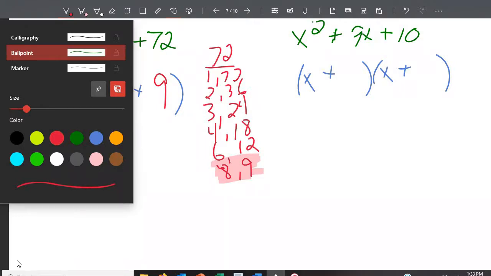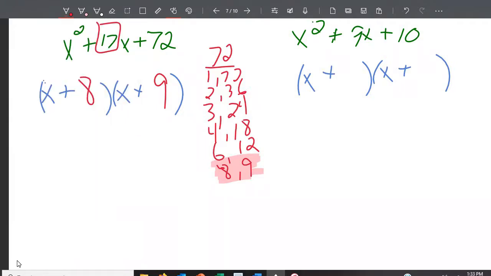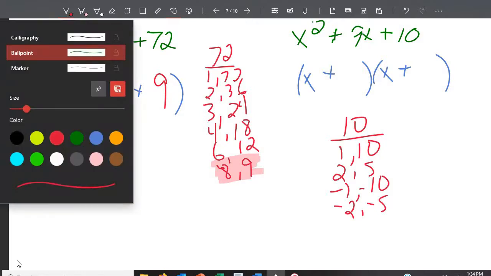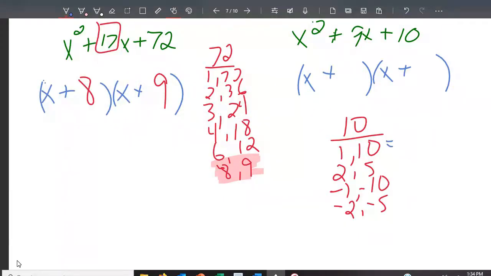Now, let's take number 9. Let's take this one with the 10 at the end. Now, I want to show you, there's only two factors of 10. 1 and 10, 2 and 5, negative 1 and negative 10, negative 2 and negative 5. I'm looking for the pair that adds up to be 9. Well, if I go through here and add these, they don't equal negative 9. Well, what in the world? They don't equal positive 9. So what am I supposed to do if I can't find one that works?